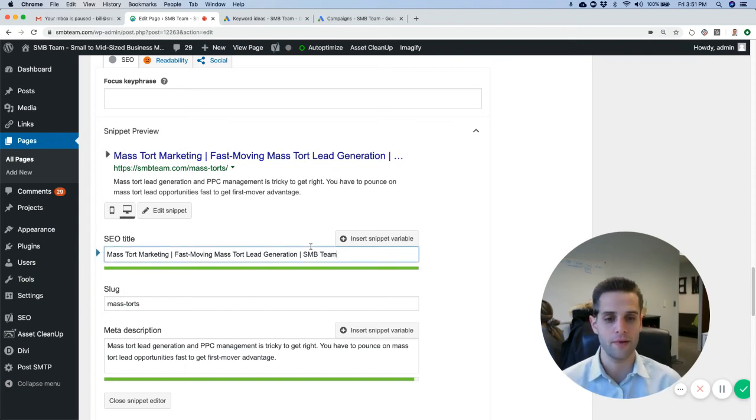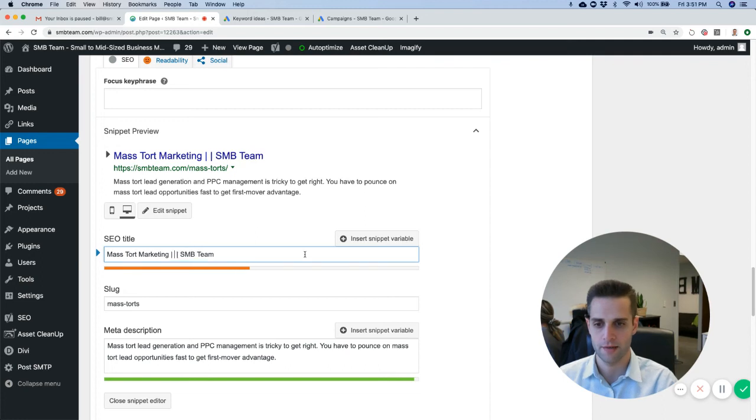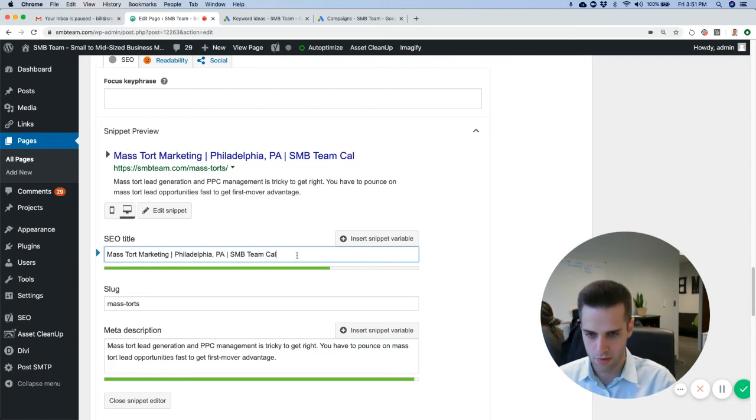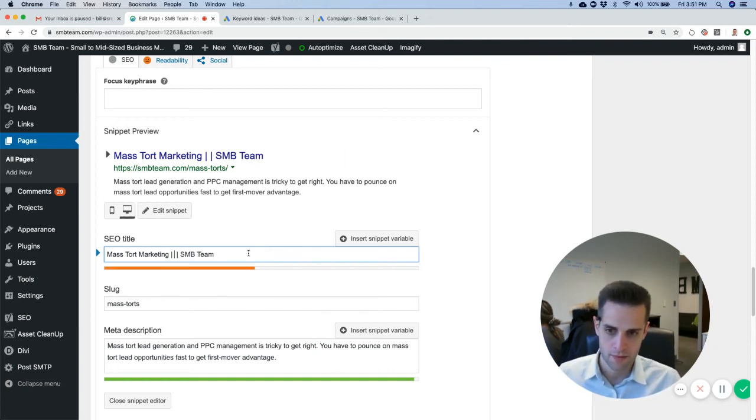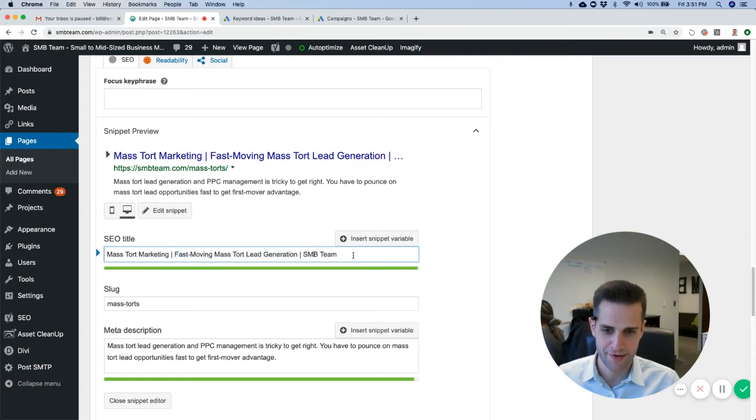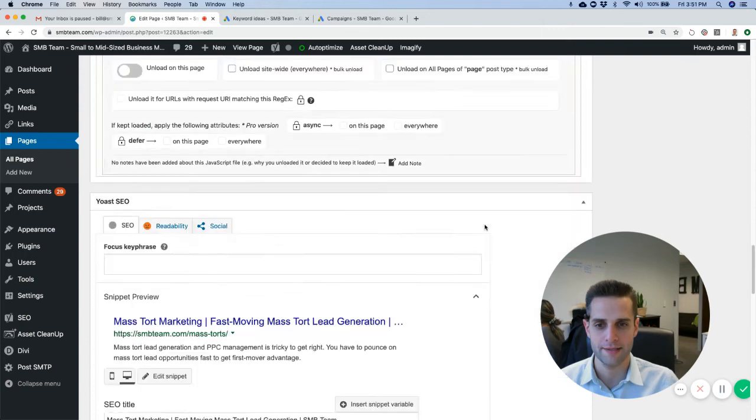For a local campaign, this would be different. We would do something along the lines of perhaps the location, just to make it super simple. So like we're in Philadelphia, we do something like, right? And then we do SMB team call, and then maybe a call to action, right? I definitely don't want to lose what I had there. Okay, good. Got worried for a second. So that's how we do meta titles and descriptions.